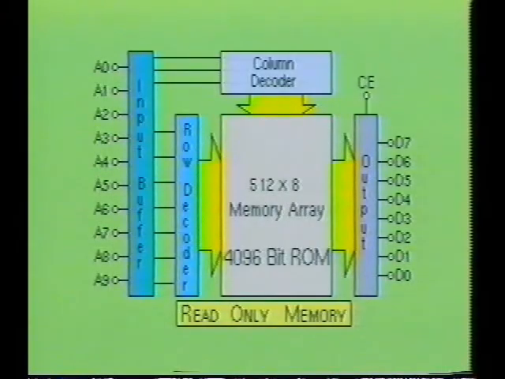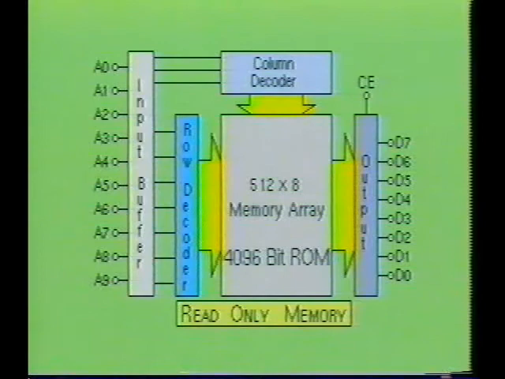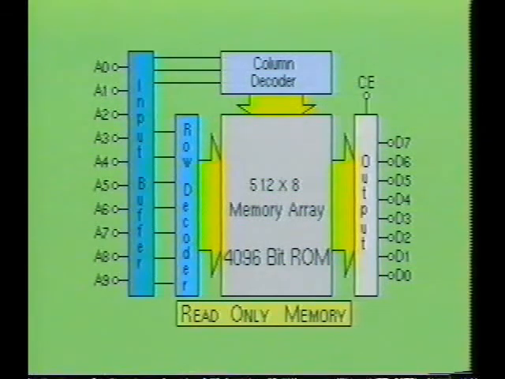Here you see a block diagram of a 4096-bit read-only memory device, which is organized in a 512-word by 8-bit memory configuration. Notice that it contains the row and column decoder sections, an address input buffer, an output driver stage, and a 512-word by 8-bit memory section.